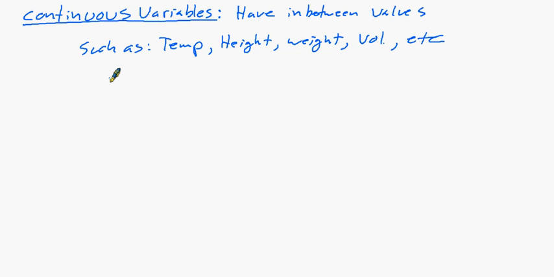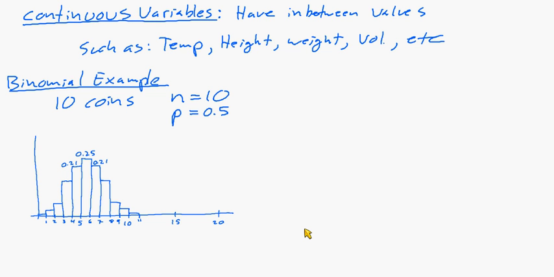Now, the really cool thing is that this normal distribution is actually, even though it's a continuous variable, related to the binomial distribution. So we're going to start off by looking at the binomial distribution for 10 coins being flipped. Here's the binomial distribution. 10 coins, so n is 10. Probability of success, because it's a fair coin, is 50-50, so 0.5.